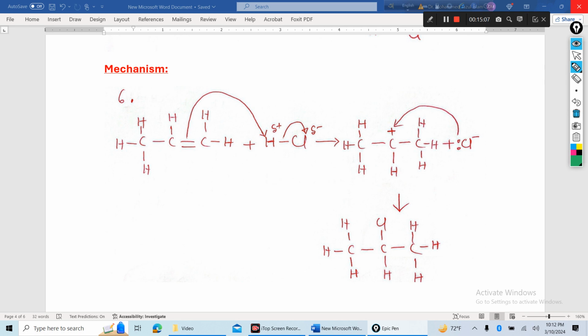How does the reaction happen? Chlorine takes the electron, becomes a negative ion, and hydrogen becomes delta plus, partially positive. The propene pi bond gives electrons to hydrogen, and this hydrogen is bonded to the right-hand carbon here. This carbon becomes positive. Then chlorine gives its lone pair to the positive carbon to produce this carbon-chlorine bond, and you will get your product, 2-chloropropane.